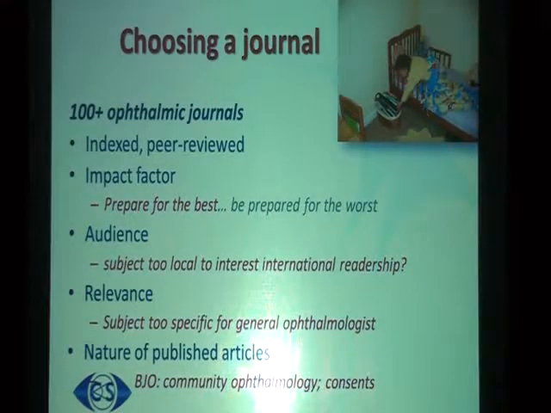One is choosing the wrong journal. Now, there are more than 100 ophthalmic journals to choose from among the indexed and peer-reviewed category. We generally prepare for the best, for the highest impact journal, but you have to be prepared for the worst.